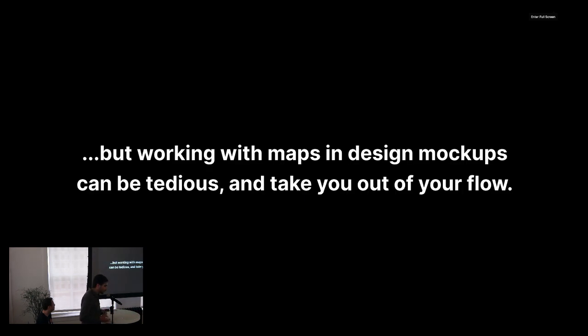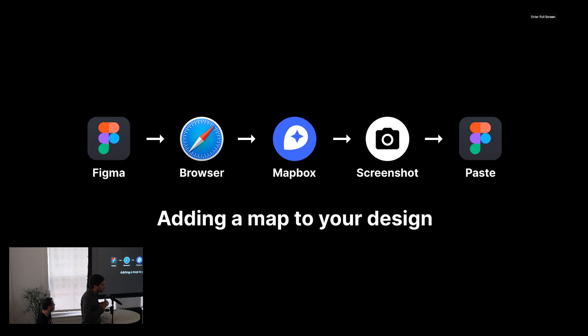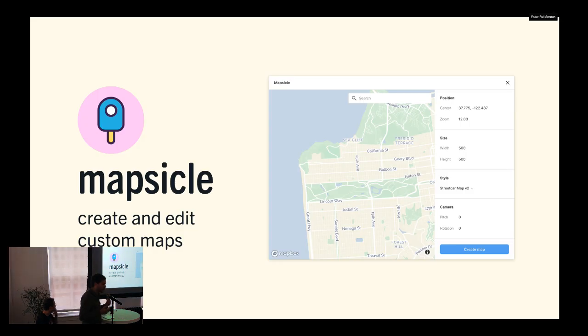But sometimes working with maps in your design mockups can be a bit frustrating or tedious, and can take you out of your workflow. What I mean by that is you start in Figma, you're making a mockup, you're like, okay, I need to pull a map in. So I'm going to go to my browser, open up my map service, in this case Mapbox, take a screenshot, come back to Figma, paste it in. Doing that over and over again is frustrating, and it means I'm spending time dealing with that instead of solving problems for people. So that's why I made a plugin.